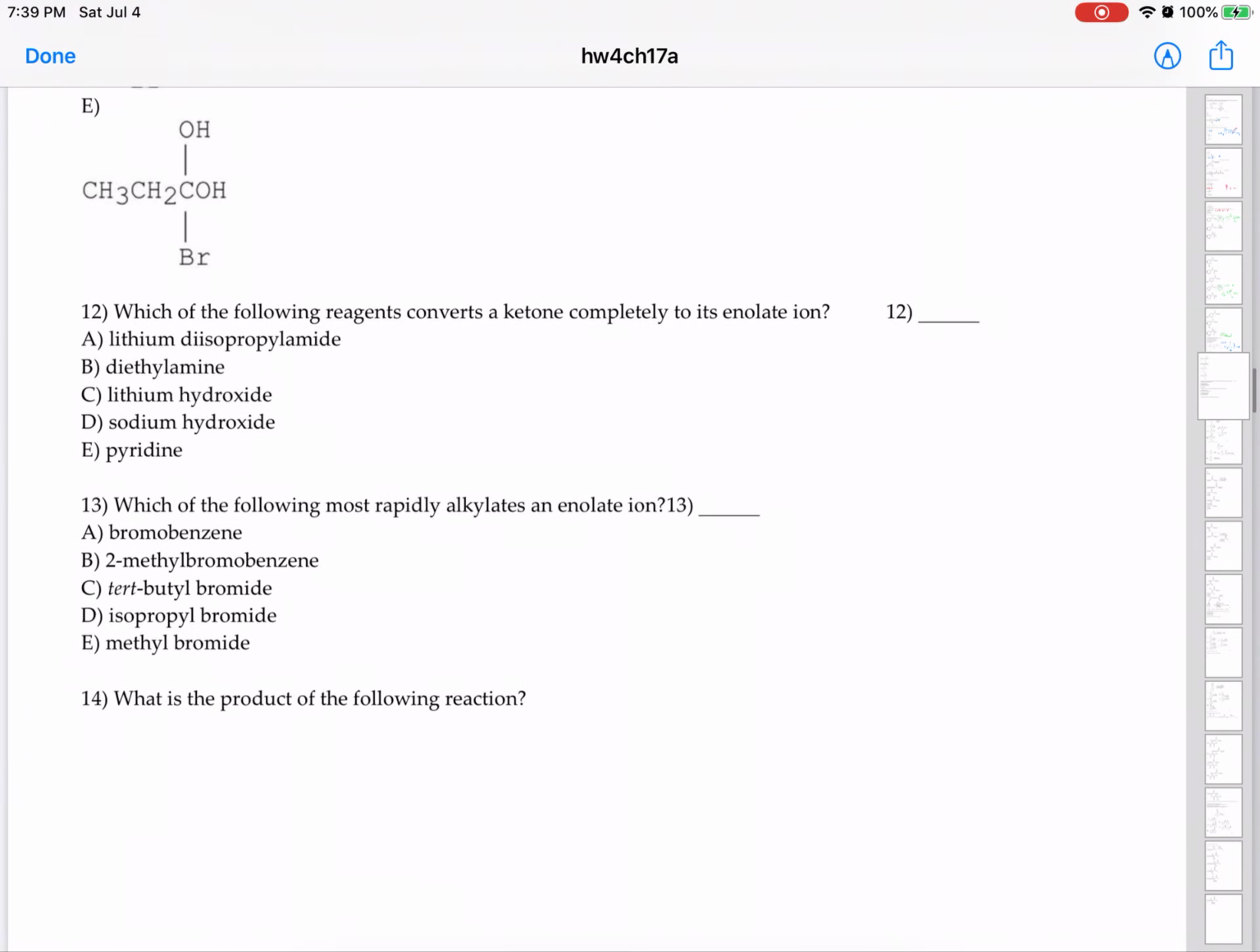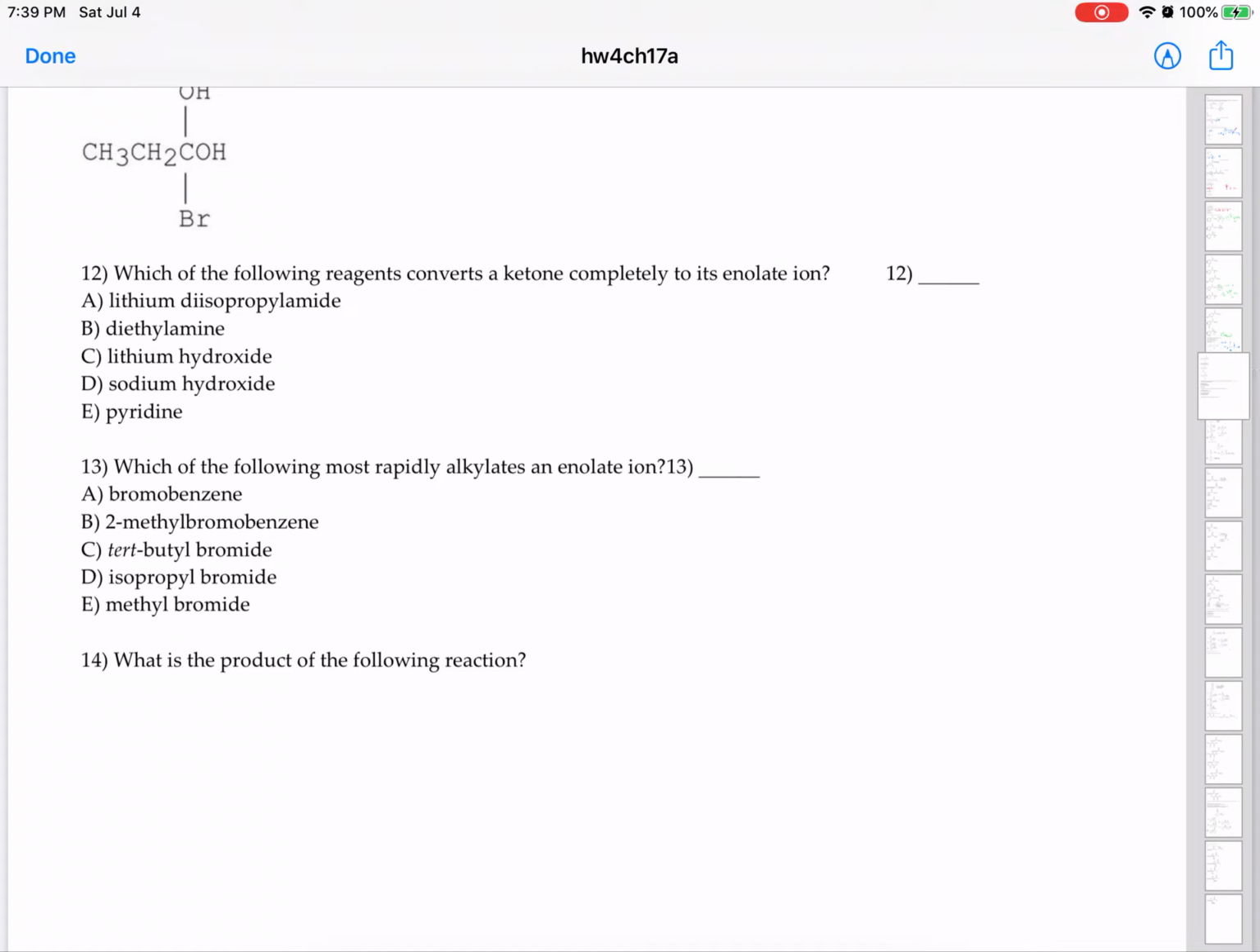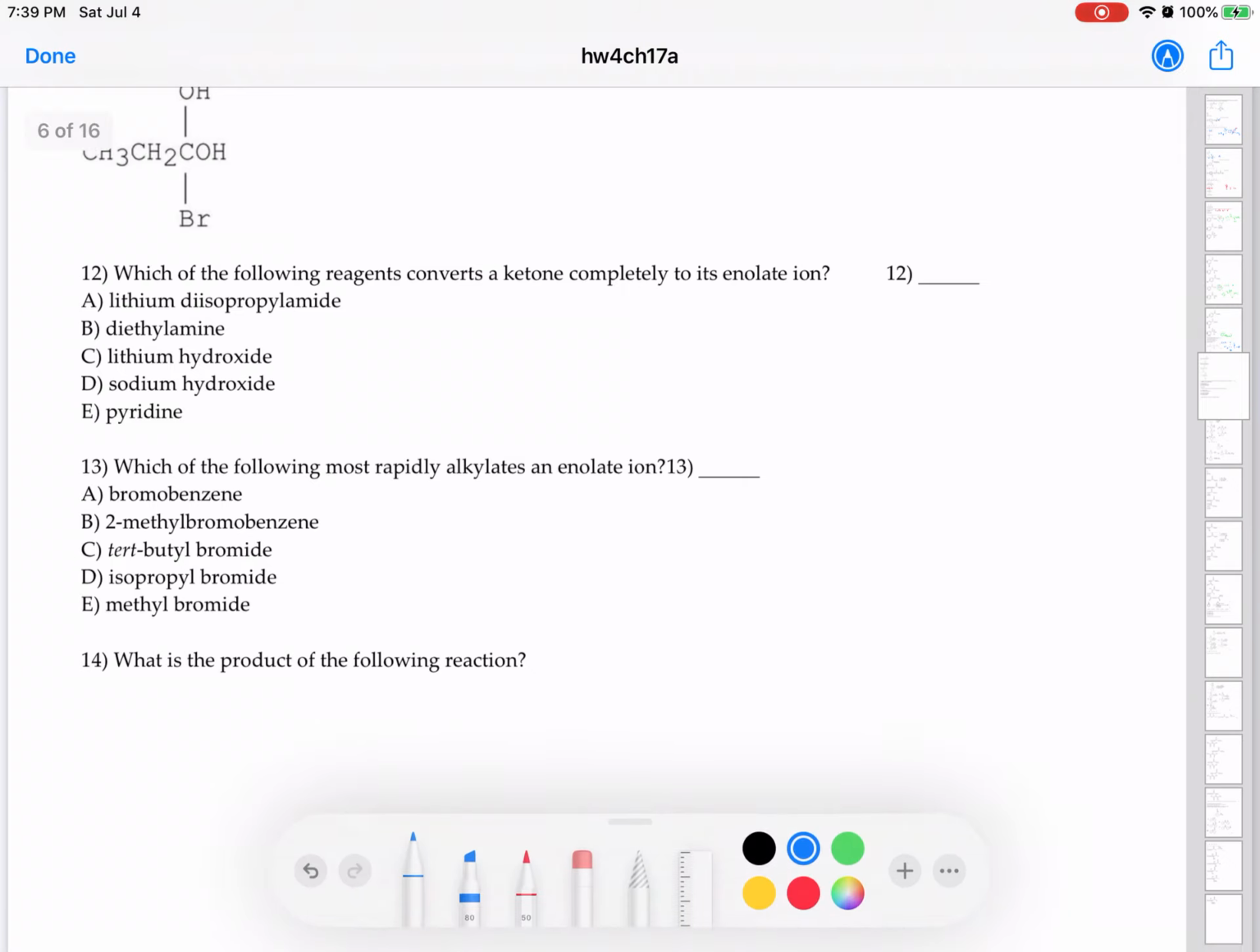Number 12. Which of the following reagents converts a ketone completely to its enolate ion? Which one do you think? So now we are talking about enolates. Is it a hydroxide ion like sodium hydroxide, or is it lithium diisopropylamide, diethylamine, lithium hydroxide, sodium hydroxide, pyridine? Which one did we talk about that gives us almost 100%? We talk about this in slide 20.